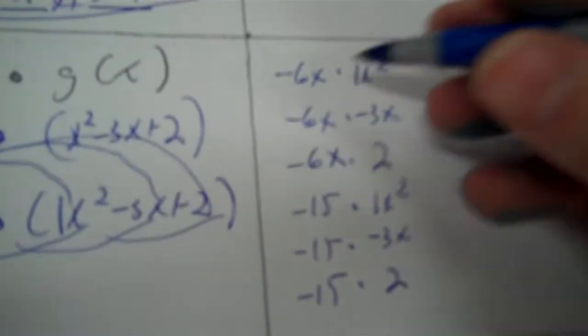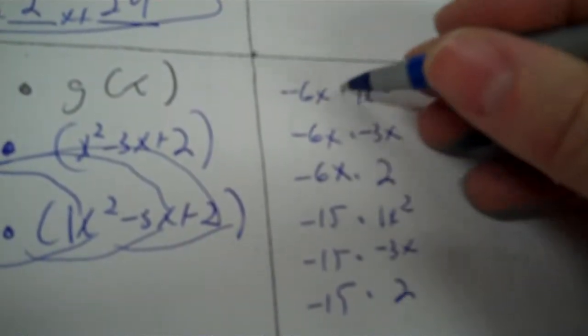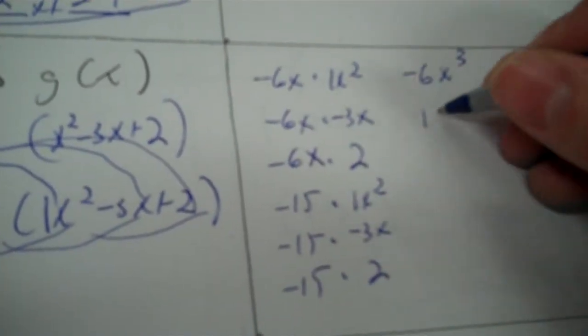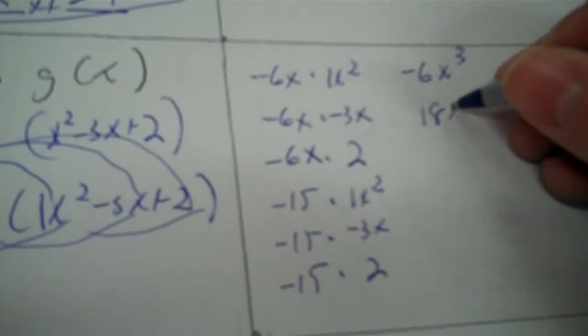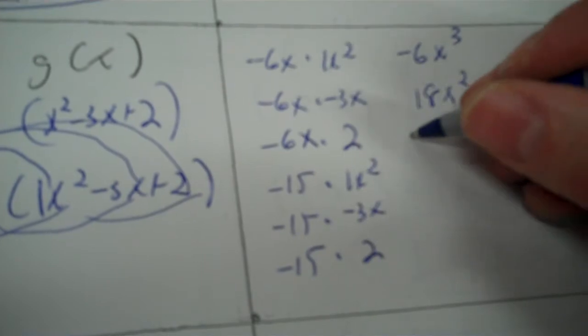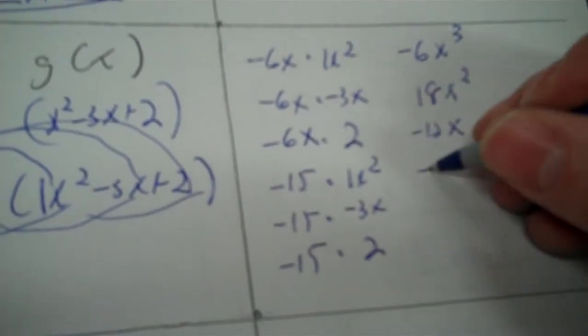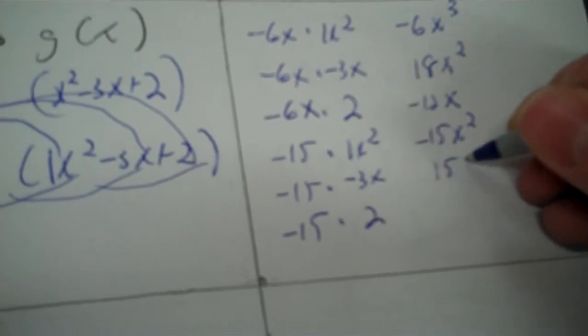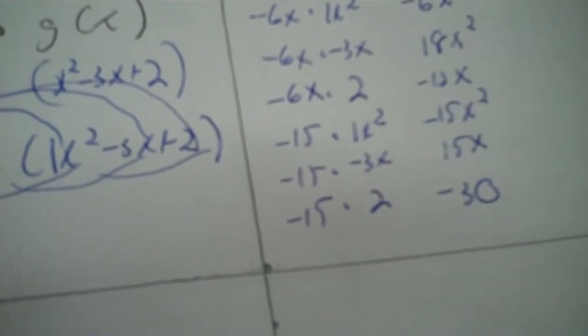Then you figure out your products. So you have negative 6x times x squared is x to the third. Positive 18x times x is x squared. Negative 12x. Negative 15x squared. Positive 15x, and negative 30.